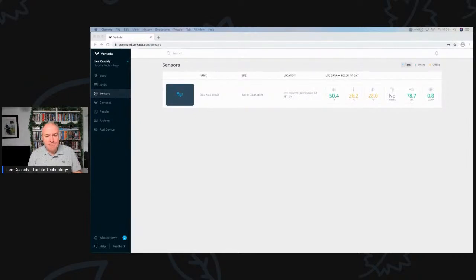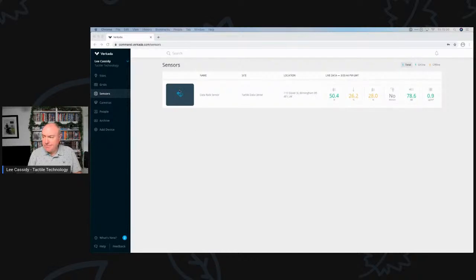So this sensor can actually see a lot of different things from a single sensor. It can see things like temperature, humidity. It can see noise and motion levels and many other things.